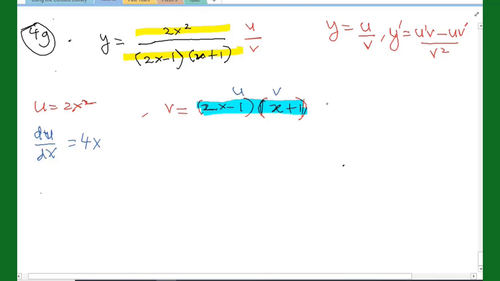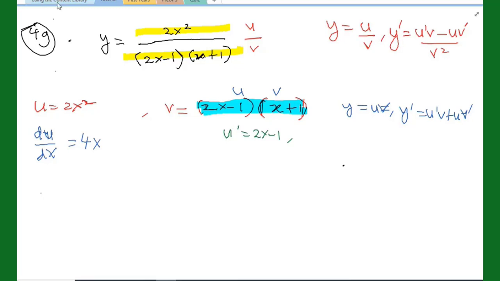uv for this one. So the pattern is u prime v plus u v prime. This is the product rule, this special product rule. u for this one is 2x minus 1, and v is x plus 1. So u prime, or du/dx, and v prime is equal to 1.